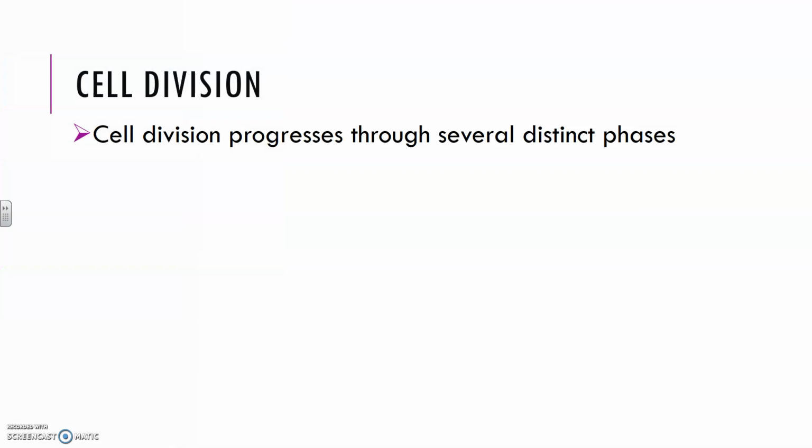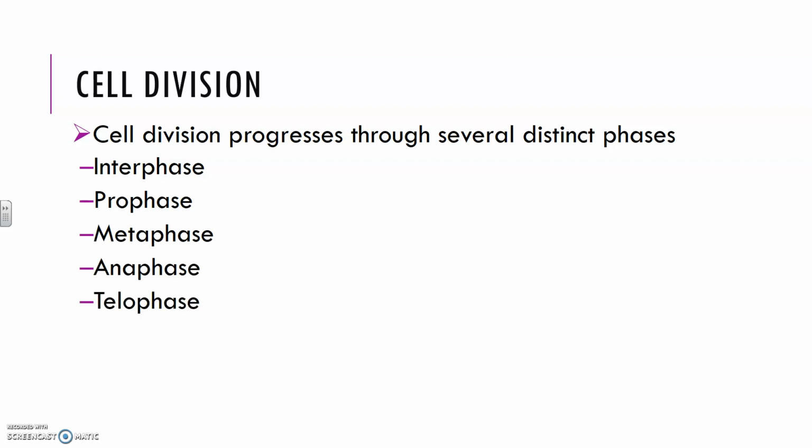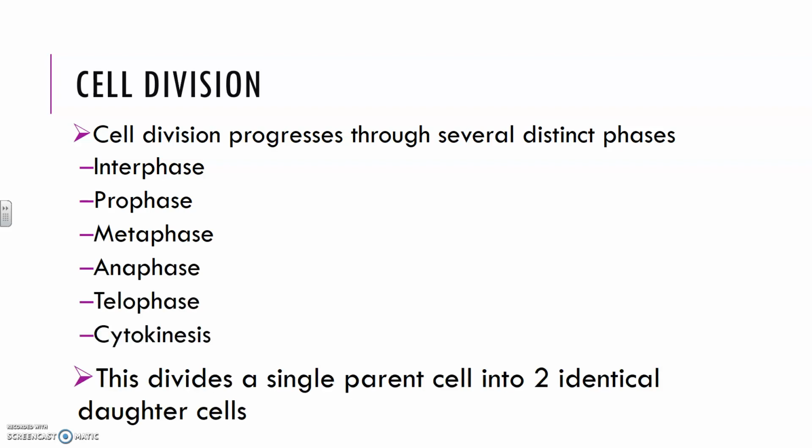So cell division progresses through several distinct phases. We talked about them briefly in the last section. So you have interphase, which is your general growth period. It's also when you're going to have the synthesis phase, where DNA gets replicated. Then you go straight into prophase. So prophase is the first step of actual cell division. Then you have metaphase, anaphase, telophase, and cytokinesis.